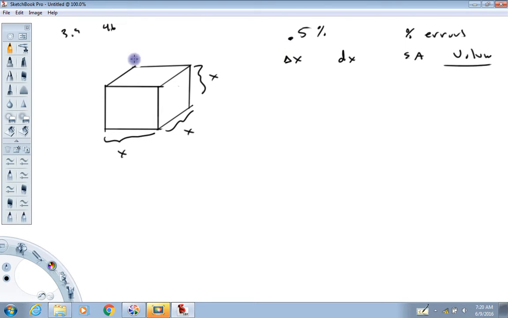So I started this by drawing a cube, and then I called this length x, x, and x. These would all be the same because it says cube. The tough part about some of these problems is unraveling the language here. So this 0.5% error in the length, right?